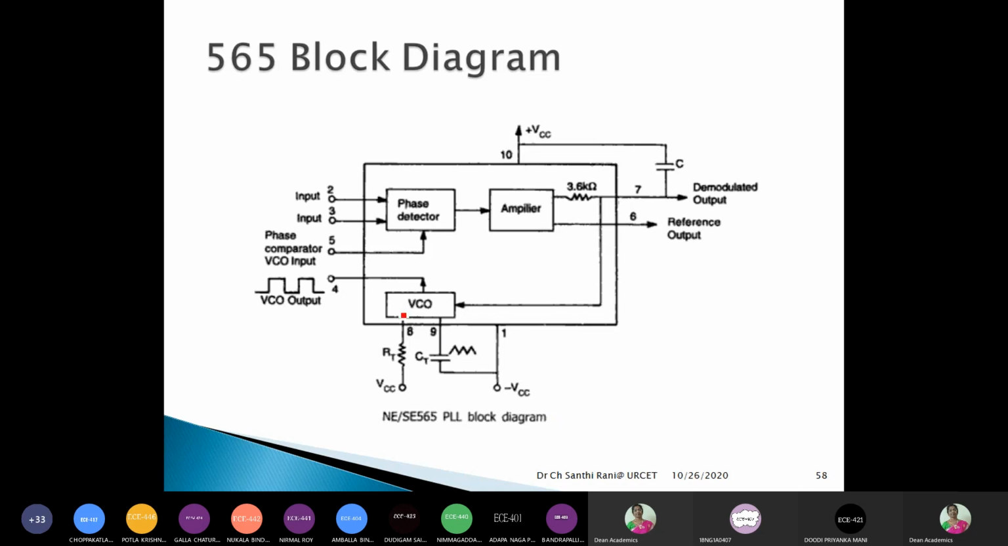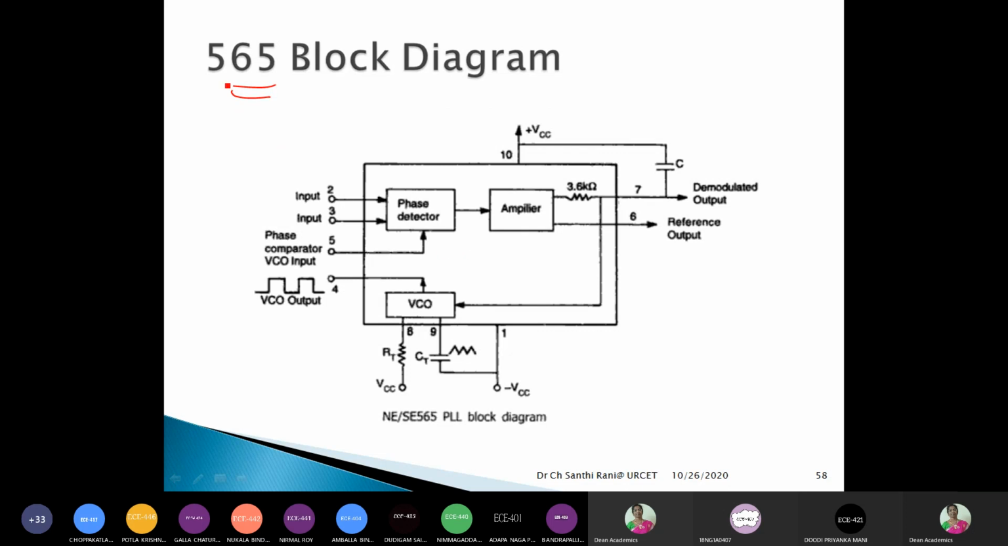Okay, now the 565 block diagram. Just now we have seen the general block diagram for any PLL. Now this is the block diagram of the 565 PLL. That means this is the block diagram of this IC only, right?